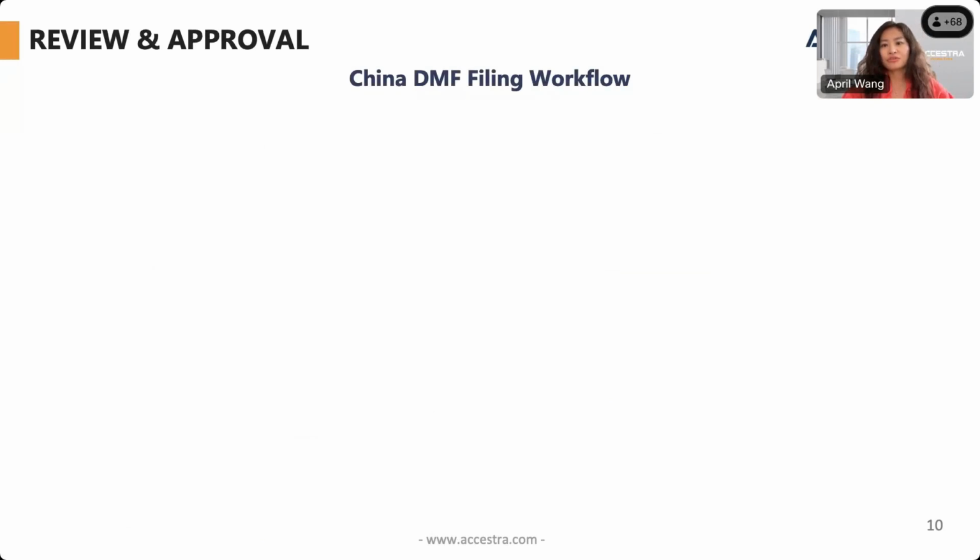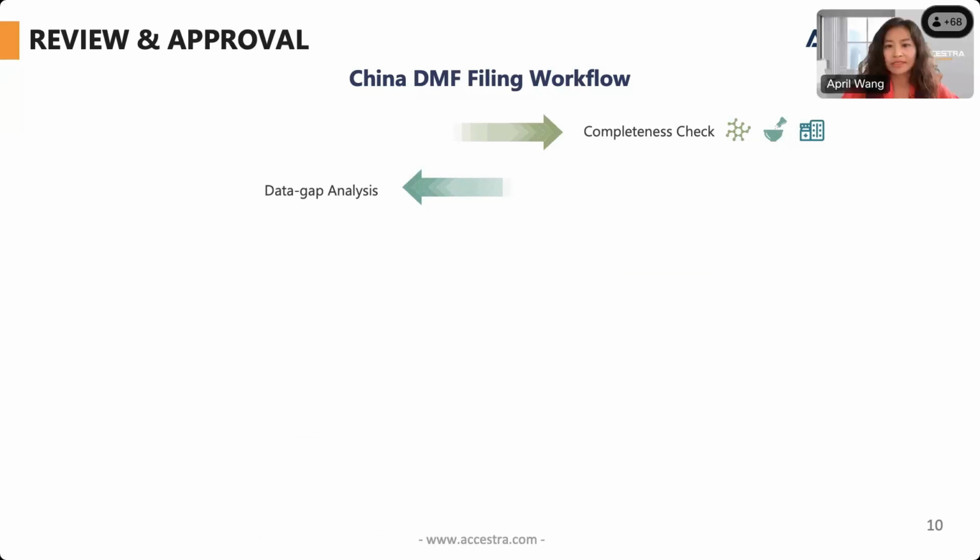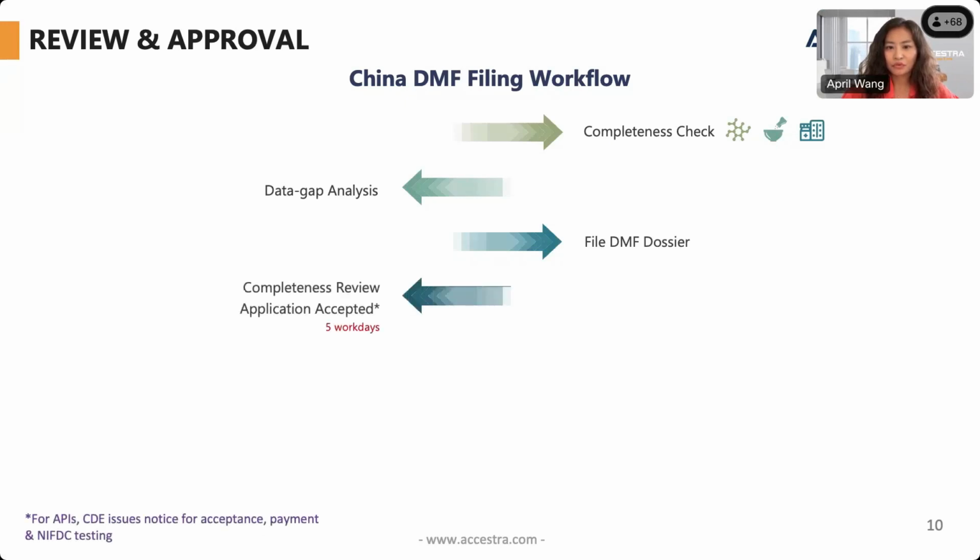As for the general steps and the timeline for DMF filing, the first step is to conduct a material completeness check to identify if the materials are generally complete. Step 2, conduct a more detailed data gap analysis and provide guidance on supplementing missing data. Step 3, prepare the DMF dossier in Chinese and file to CDE. Step 4, CDE reviews the dossier for completeness and gives feedback in 1 to 2 weeks.